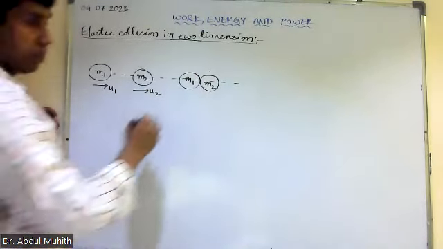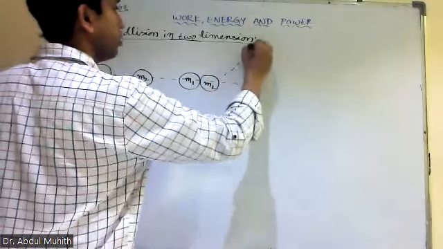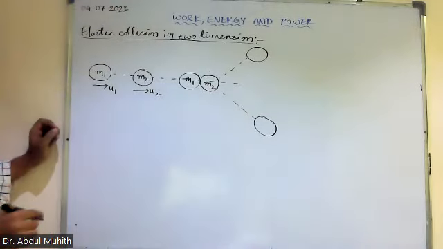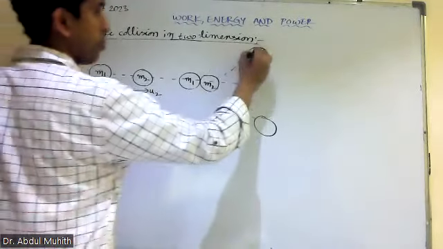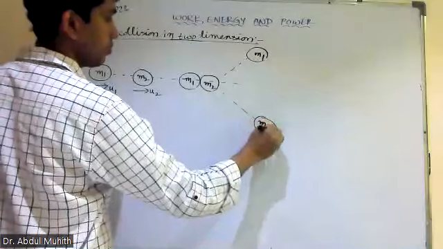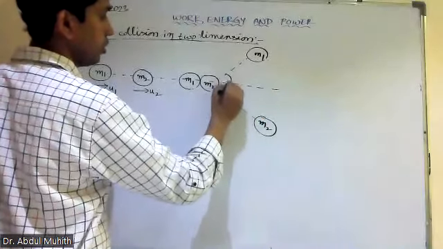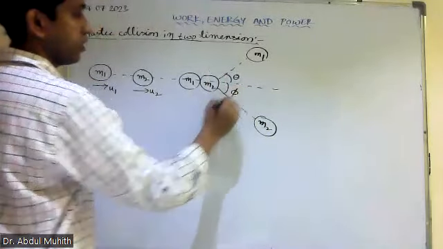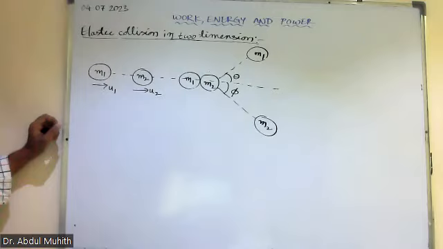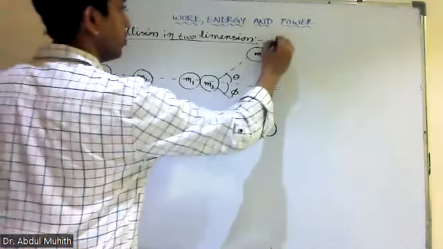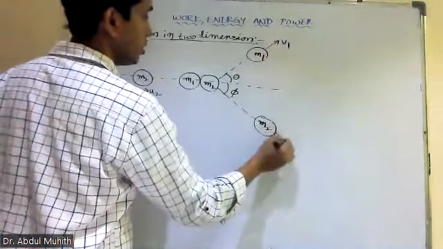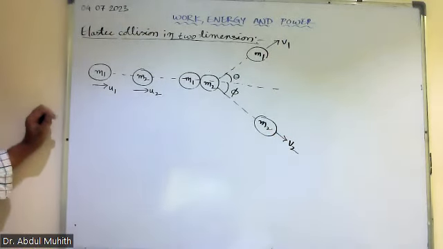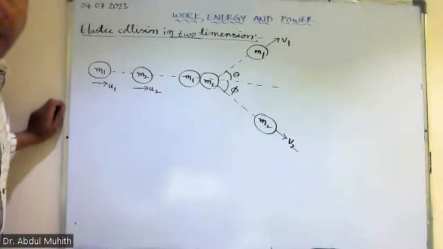After that, what will happen? This is m1 and this is m2. m1 will go with a velocity at angle theta and m2 will go with phi. Theta and phi. This is m1 u1, this is v1, and this is v2. So what is the formula now here?